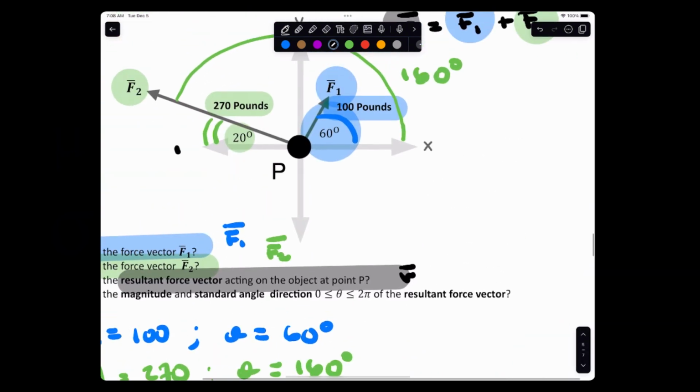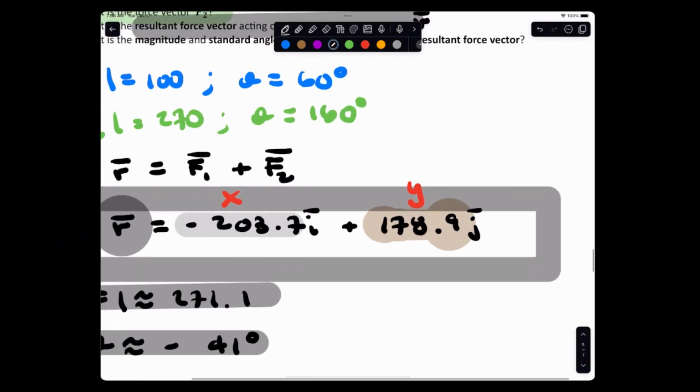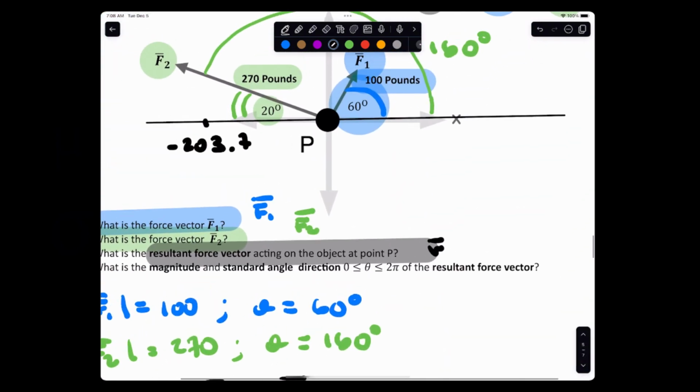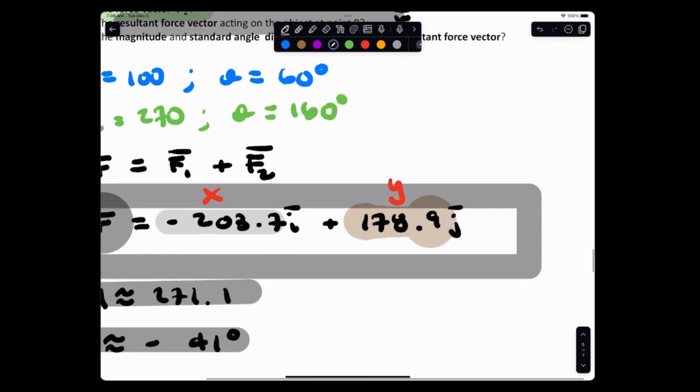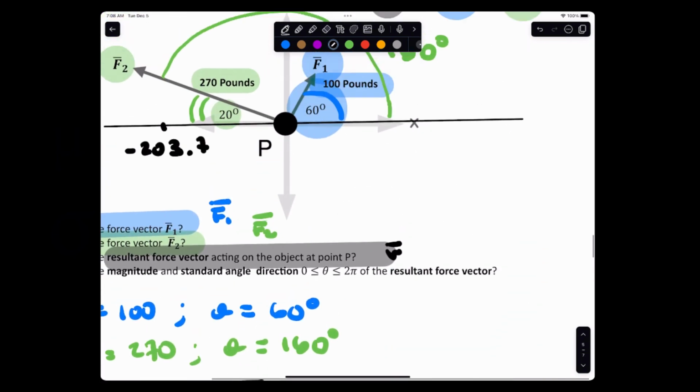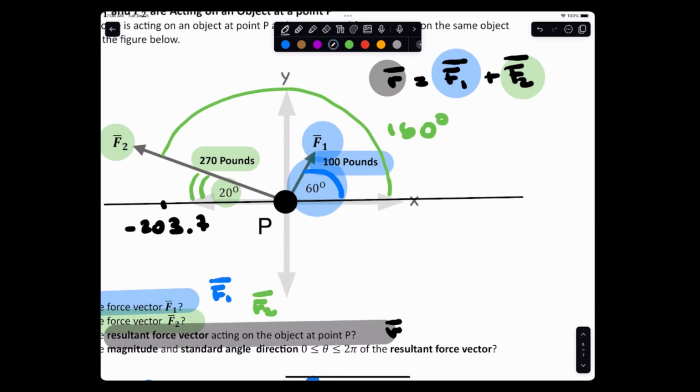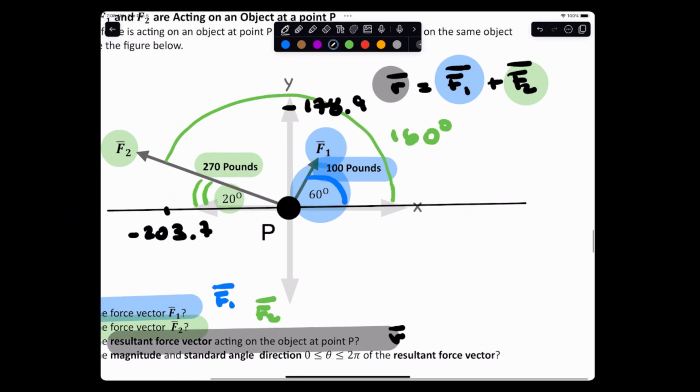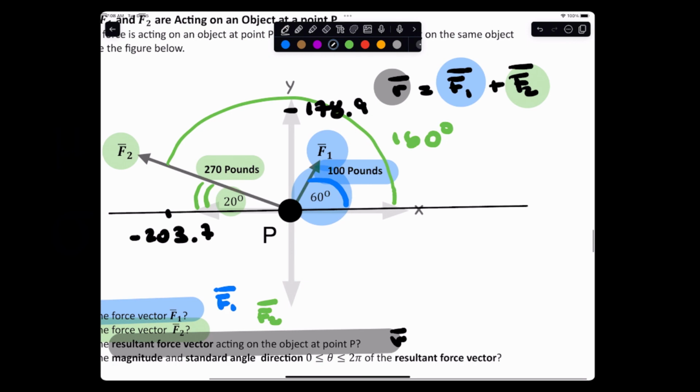Okay, if we extended this as an x-axis, negative 203 point what? 7. So it's like negative 204. And then we extend the other as a y-axis. That's y, 178.9, which is about one. This might be maybe right here, right? 178.9. This is just eyeballing. And in all honesty, it doesn't look like it's going to be to scale. So let's move this a little bit more if we can.